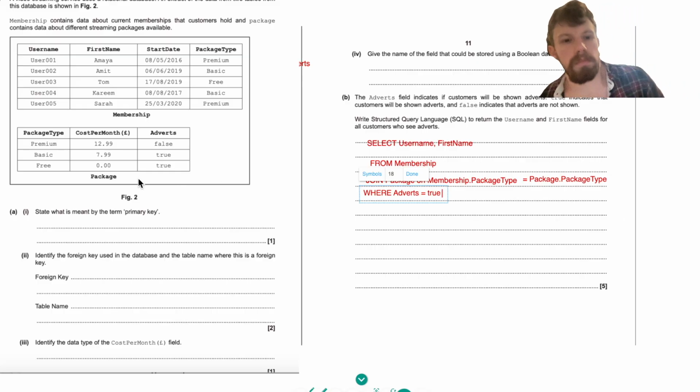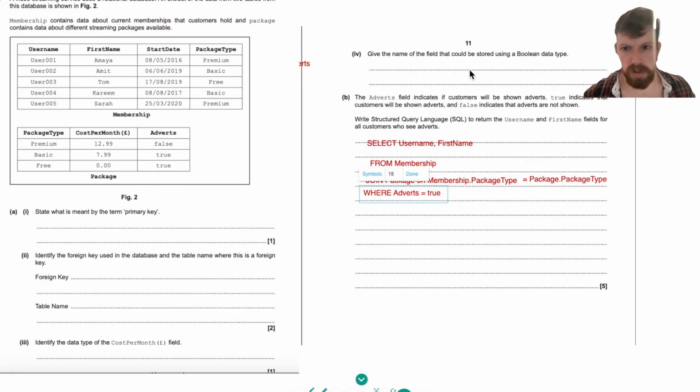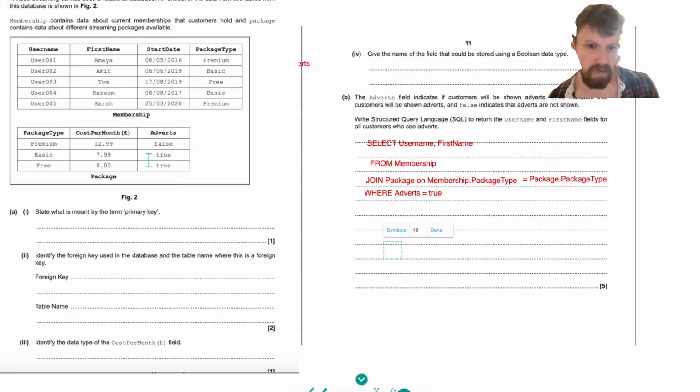Obviously I can see why they've asked which one could be a Boolean data type, because normally the Boolean ones have capital letters, so I can see that's a little bit sneaky, that one there. But yeah, just be really careful, because obviously it says it there, so we don't want to drop any marks for any of those ones there. So that's how you do that one.